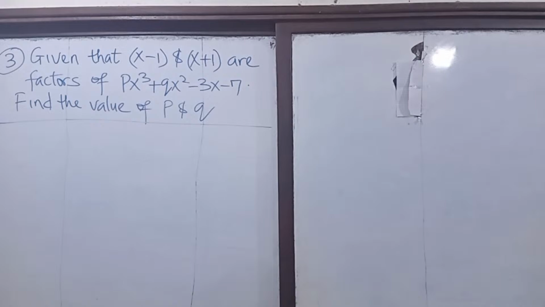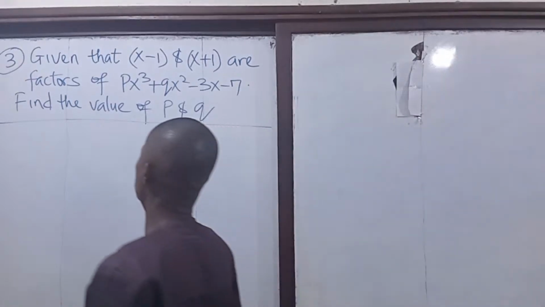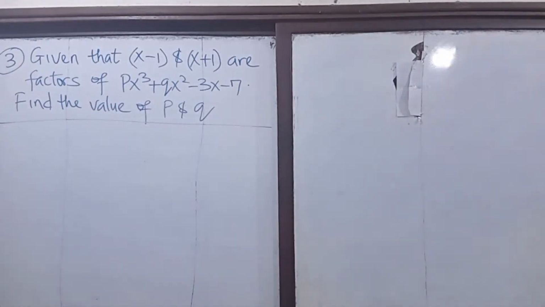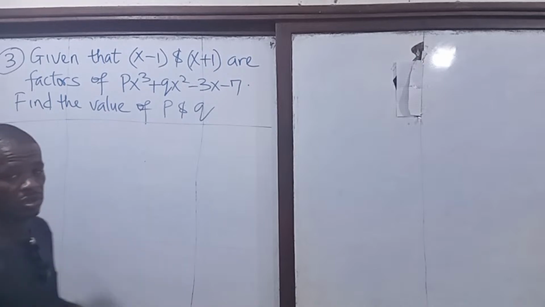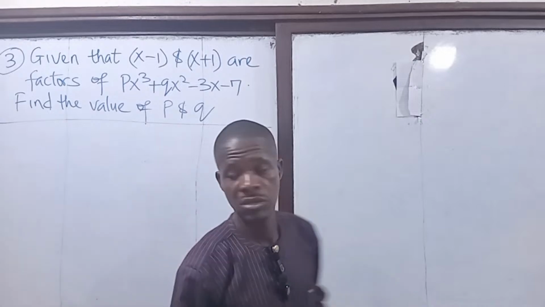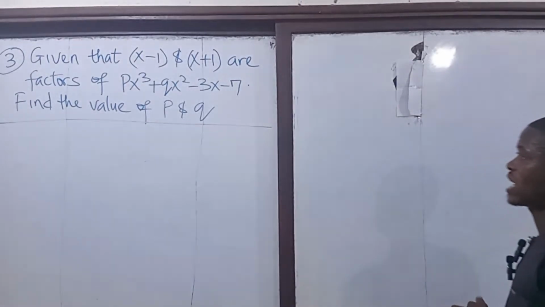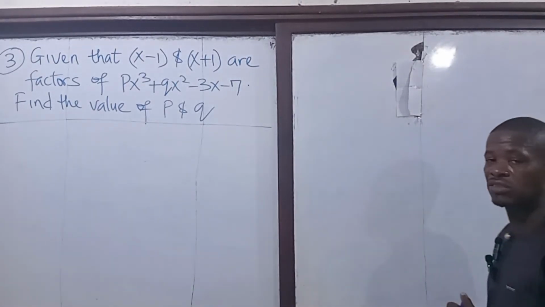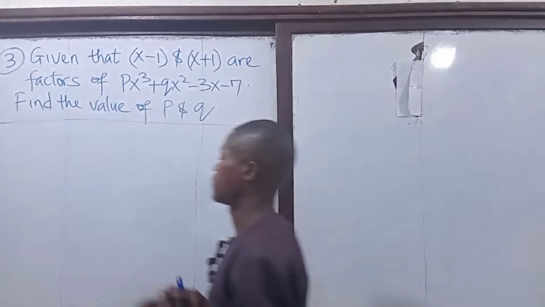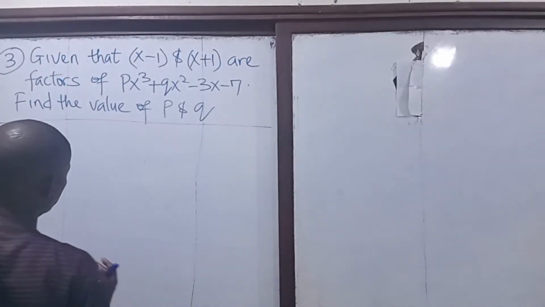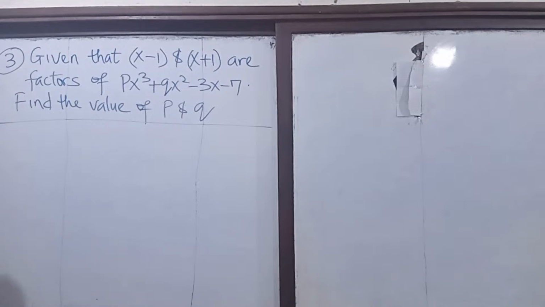Yeah, we have this question: given that x minus 1 and x plus 1 are factors of px cubed plus qx squared minus 3x minus 7, find the values of p and q.